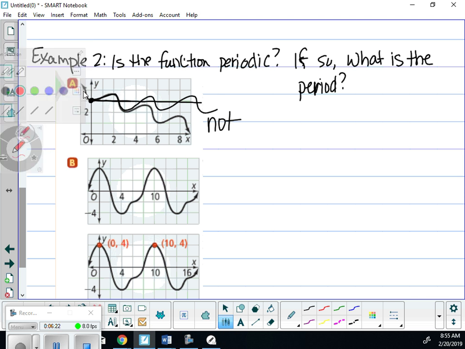If we look at B, we start at 2 here, then 0, then -2, then we do a squiggle, back to 0, back to 2. So 2, 0, -2, 0, 2, 0, -2, 0. So the y values repeat. We started here, we came back to here. We dropped down to here, we dropped down to here. We go through 0 at the same interval.